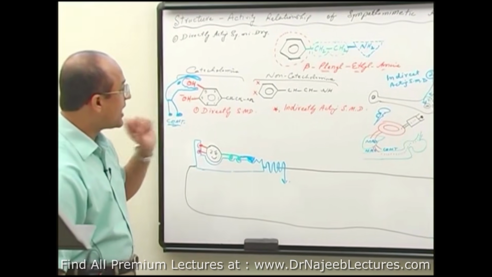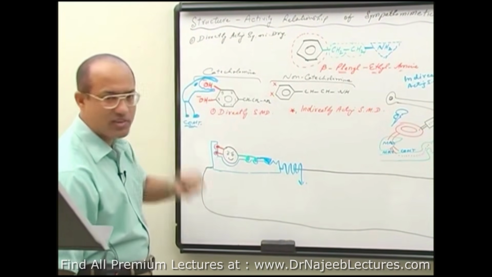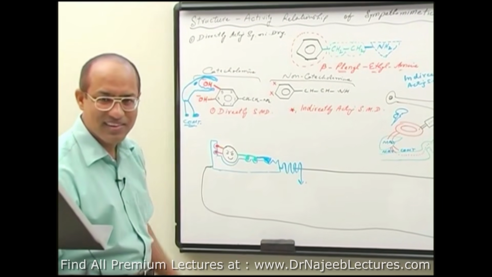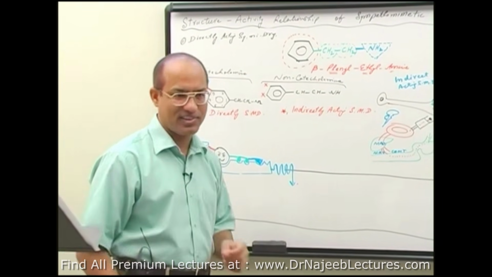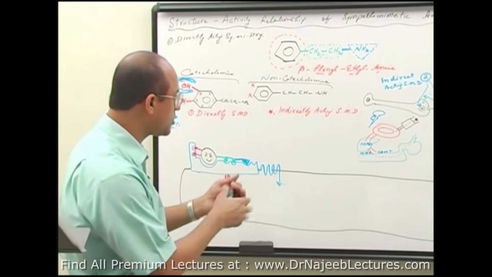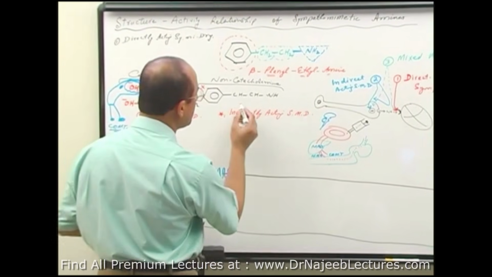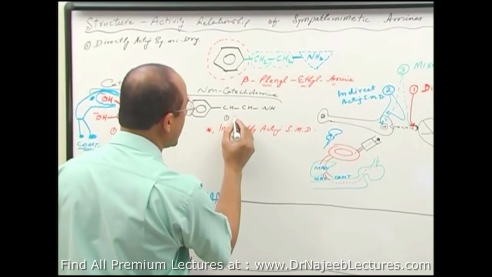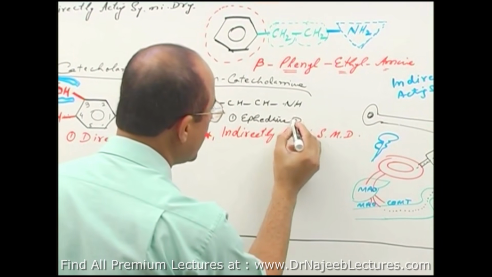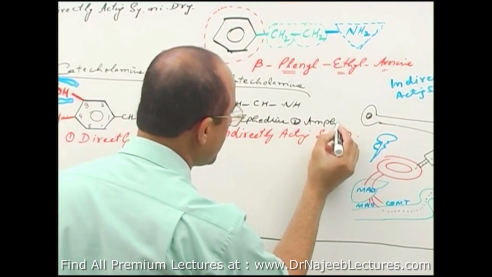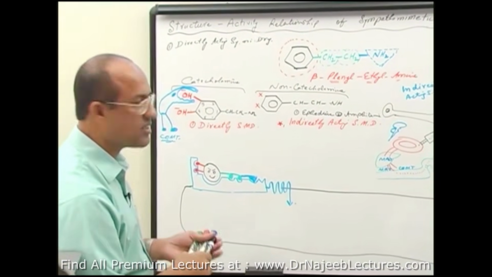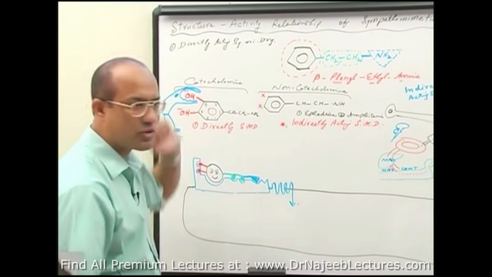Non-catecholamines do not have these hydroxyls, so are they more polar or less polar? They are less charged, because non-catecholamines, let me give you examples of non-catecholamines. Examples are classically ephedrine and amphetamines. There are others also. Ephedrine and amphetamines do not have 3,4 hydroxylations.